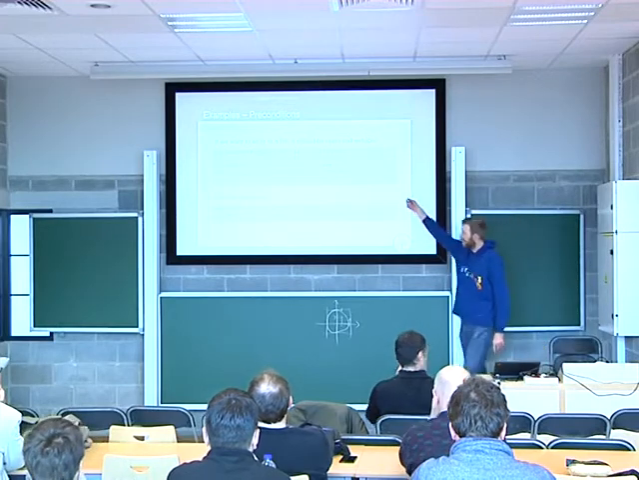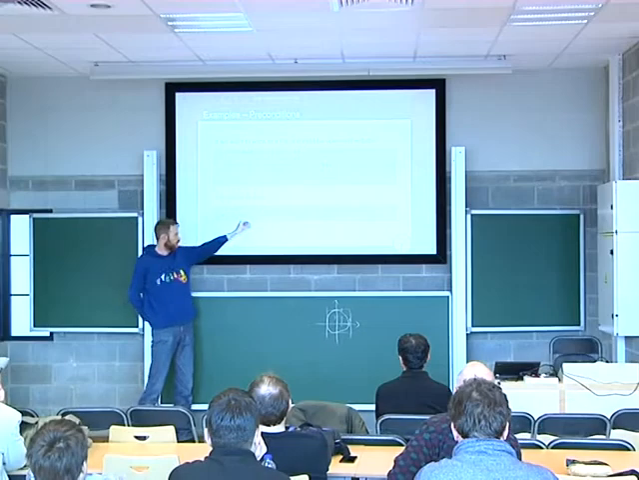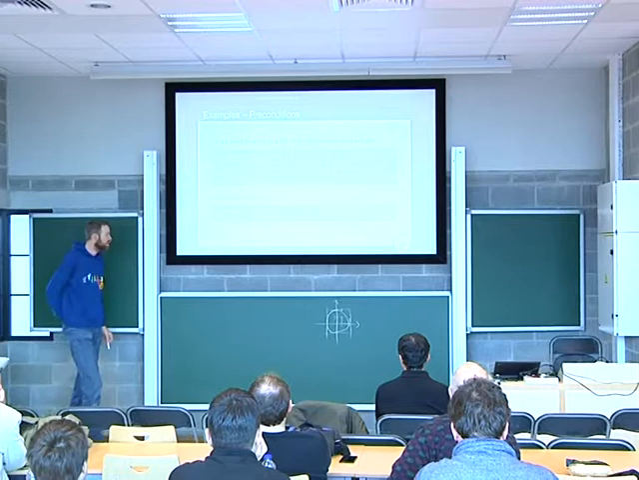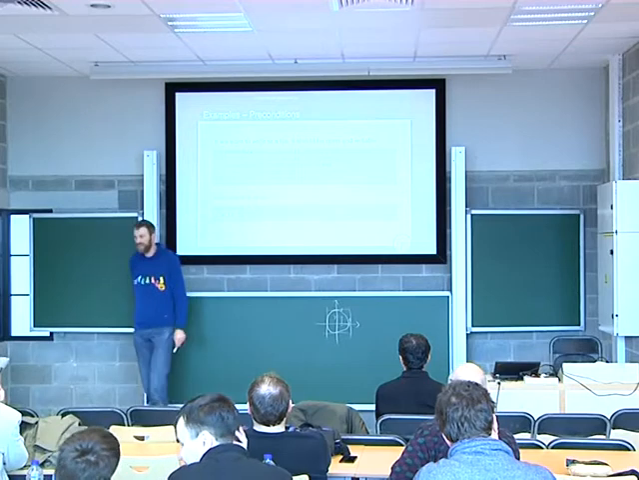Here, first, I go back to the tech.io example, where writing to a file we have two conditions. The file should be open. But it should also be in the right mode, so either that would be out file or append file mode. And another example of that here, I imagine I have a variable or function telling me about the state of the system. And initialize should only be called if the system is in a non-initialized state.